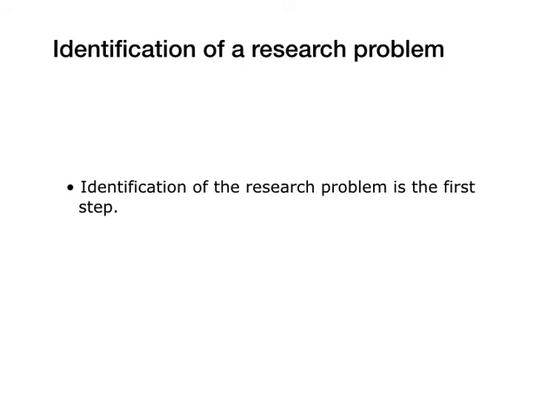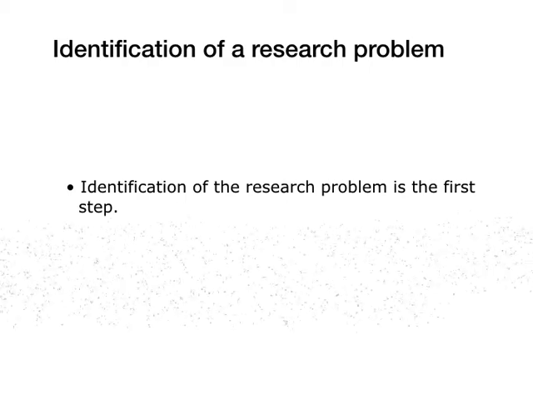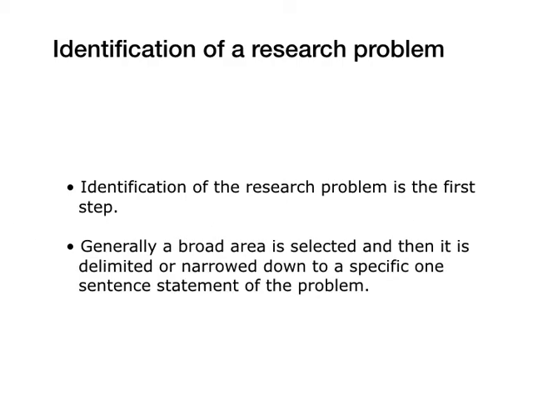So, identification of a research problem. Now, this is a very, very important topic, and we need to see that identification of the research problem is the first step. A broad area is selected, and then you narrow it down to a specific statement, which helps you in approaching a problem. So this is how you go on. Basically identify a problem, select a broad area, and then you narrow it down, and then you come down to a specific statement of a problem.